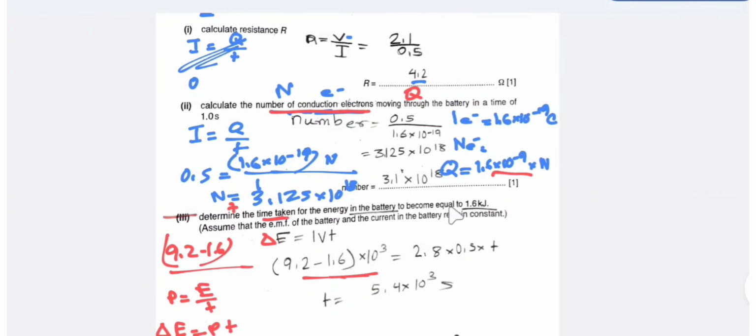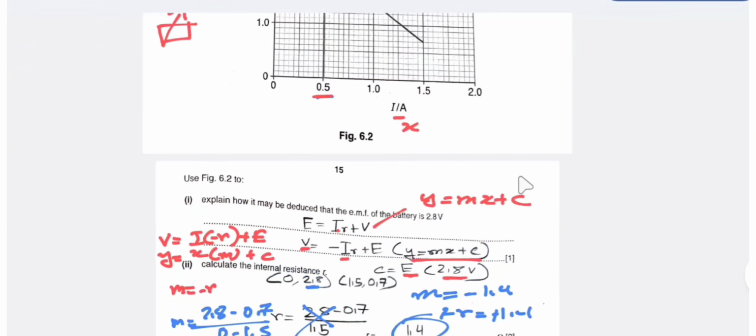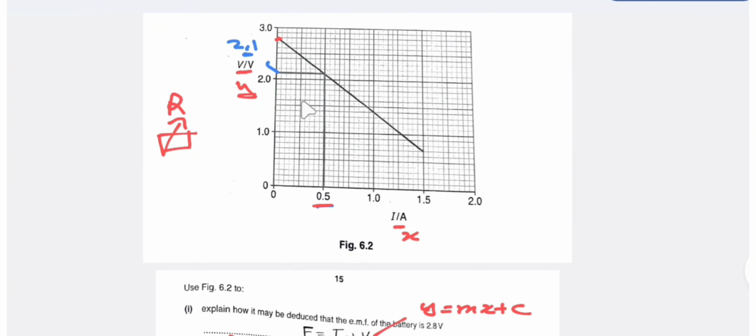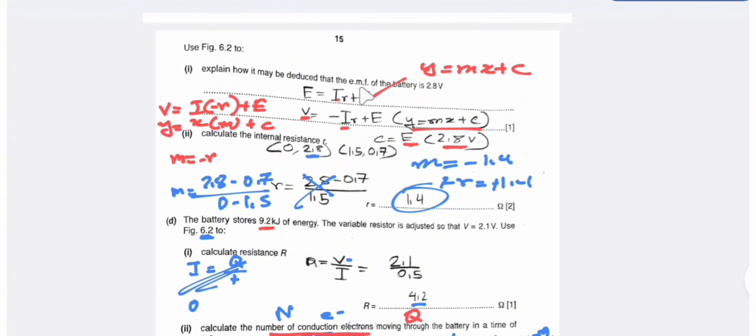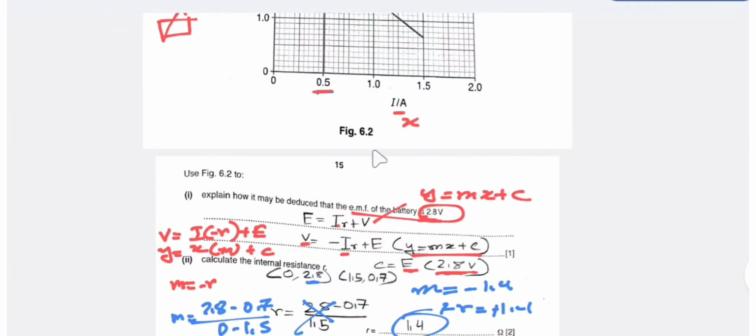Since we are considering the battery, the EMF of the battery, which we have calculated, is 2.8 volt. From the y-axis we can see that the EMF is 2.8 volt. Since we are now considering the battery and not the resistor, for the battery the voltage or the EMF is 2.8 volt into current.